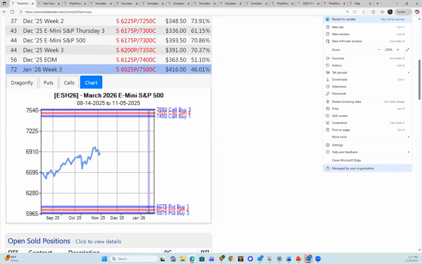And at the same time, you have that same structure with the puts. You sell 4 and collect the premium, but you take some of that premium and you use it to buy protection by buying 3 further out of the money puts and then one closer to the money put.